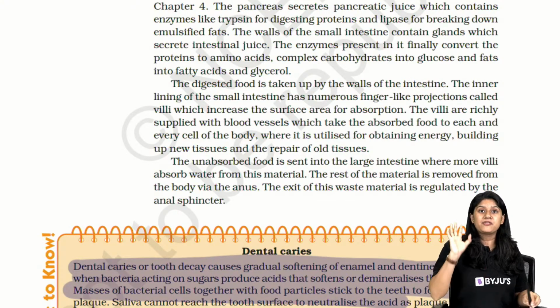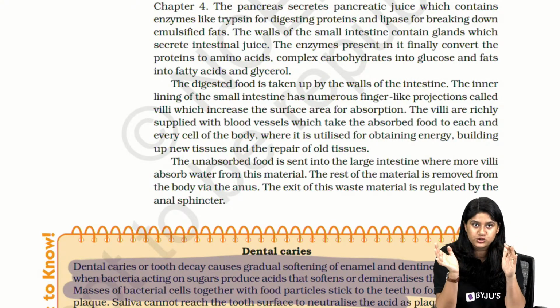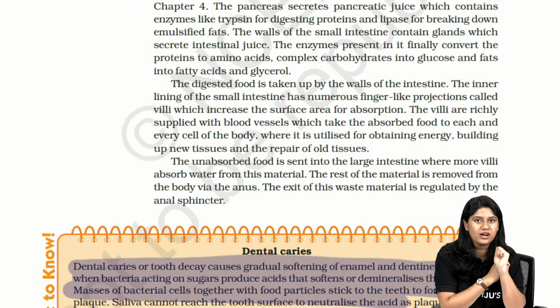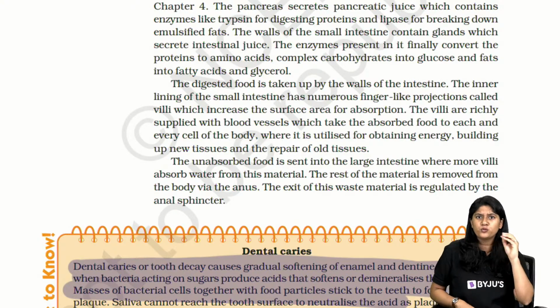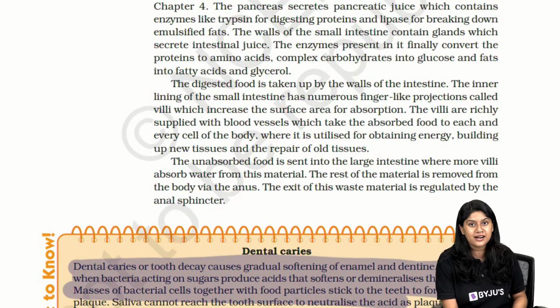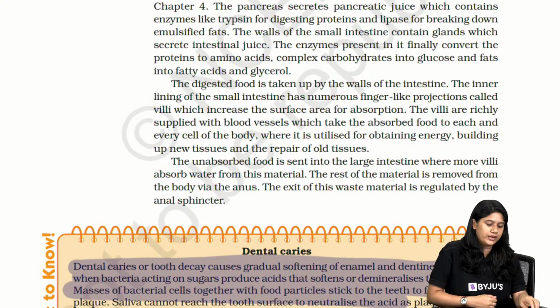It's clearly written, but of course, again we have to understand there's a difference in the villi structure also. Now, the villi that we have in the small intestine, what are they doing? They're absorbing the food. And we have the villi in the large intestine which help in the water absorption. Okay?